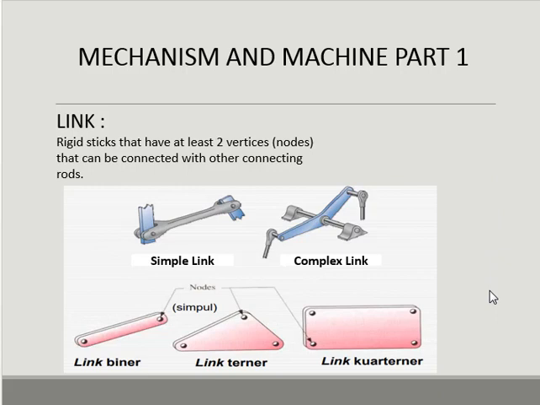Links can be classified based on the number of nodes. This is a sample for the number of nodes. The first sample is the binary link. A binary link has two nodes, 1, 2. The second is a ternary link. The ternary link has 3 nodes, 1, 2, 3. And the third sample is a quaternary link. This link has 4 nodes, 1, 2, 3, 4, and so on.